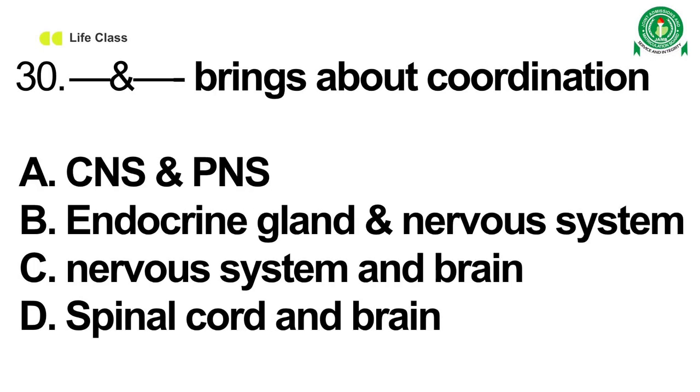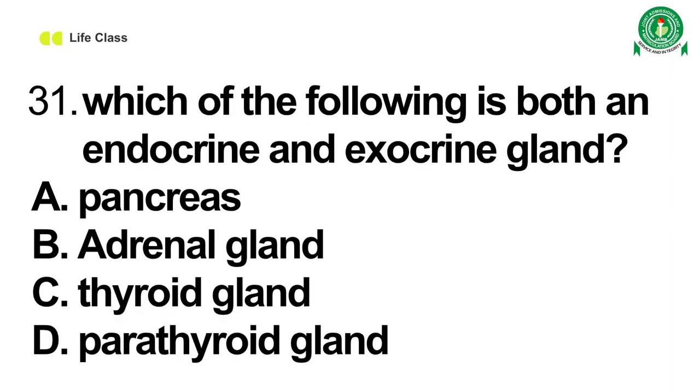Dash and dash brings about coordination. Coordination is actually brought about by two major systems: the endocrine system and the nervous system. So the correct answer here is option B, the endocrine glands and the nervous system. Which of the following is both an endocrine and exocrine gland? So the options say A, pancreas, B, adrenal gland, C, thyroid gland, D, parathyroid gland. So the correct answer here is pancreas, because the pancreas secretes hormones into the bloodstream and also into hollow tubes like the intestine. So the correct answer is A, pancreas.